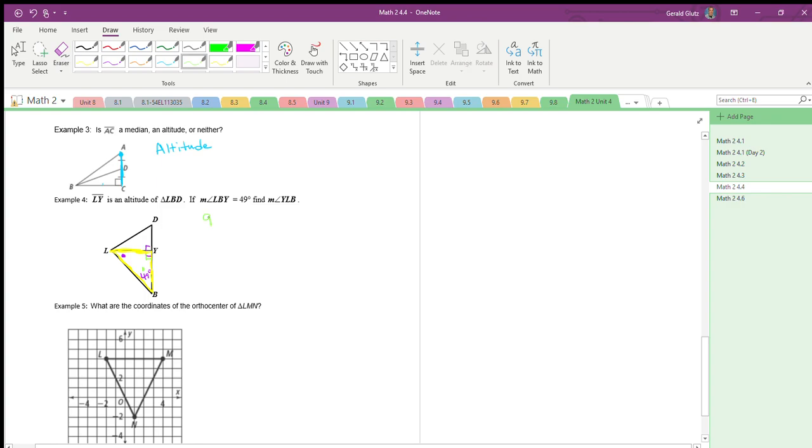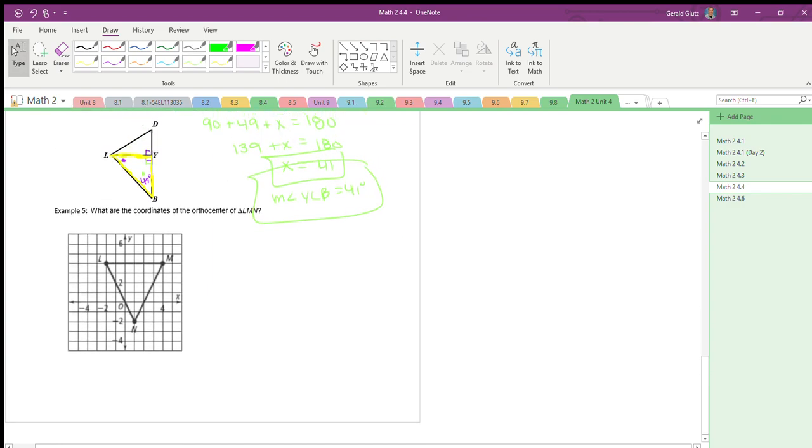So 90 plus 49 plus x has to equal 180. So 90 plus 49 is 139 plus x equals 180. So x has to equal, if I subtract 139 on both sides, I get x equals 41. So that angle would have to be 41 degrees. So the measure of YLB is 41 degrees.